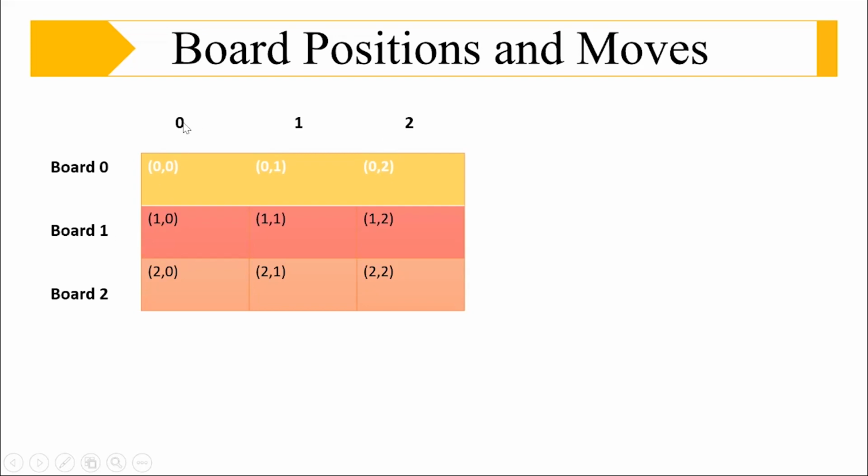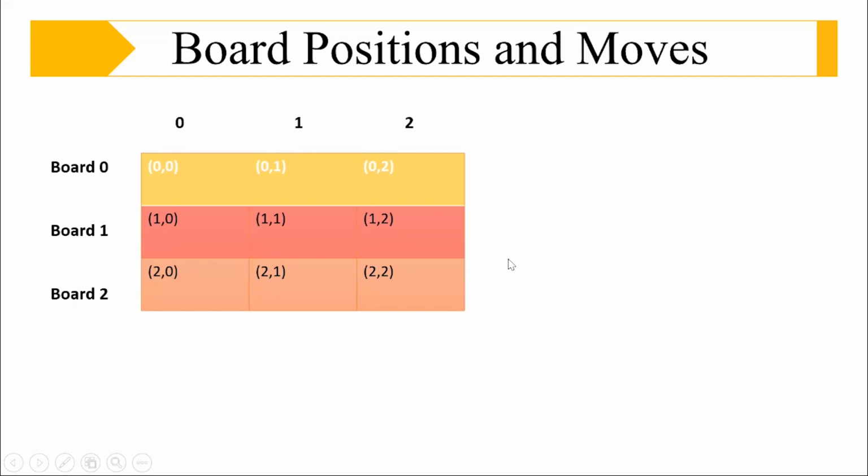Similarly, for board 1 and column 0, we have 1, 0. Then we have 1, 1 as a position, 1, 2 as a position. Then we have board 2: 2, 0, where 2 is the row and 0 is the column number. And here we have 2, 1 and then 2, 2.